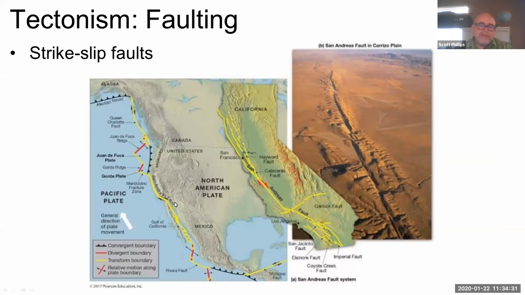Here's another view in this area called the Carrizo Plane, which is just west of Bakersfield. This is a dry area without much vegetation. You could literally see the San Andreas Fault as this linear trough on the ground. So on this side, the area is creeping northward. On this side, it's staying put. So you can see some of the streams don't quite meet up along that trough.